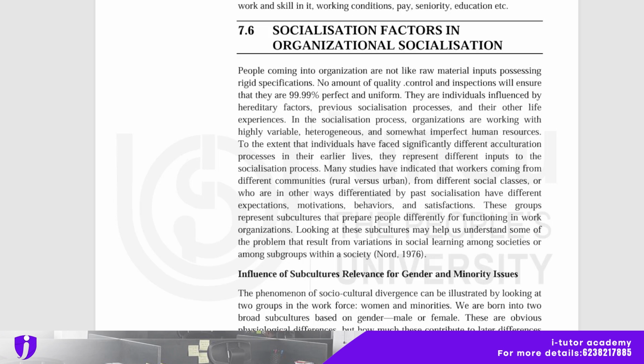To the extent that individuals have faced significantly different socialization processes in their earlier lives, they represent different inputs to the socialization process. Many studies have indicated that workers coming from different communities, that is rural versus urban, from different social classes, or who are in other ways differentiated by past socialization, have different expectations, motivations, behaviors and satisfactions.